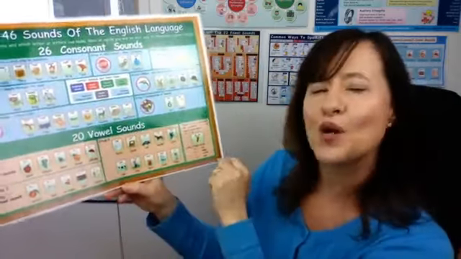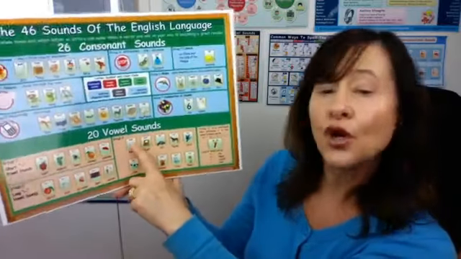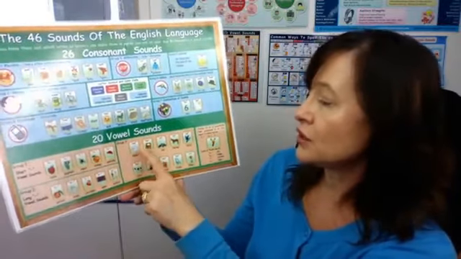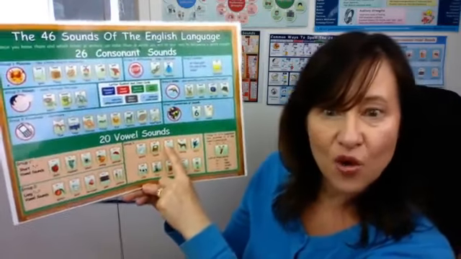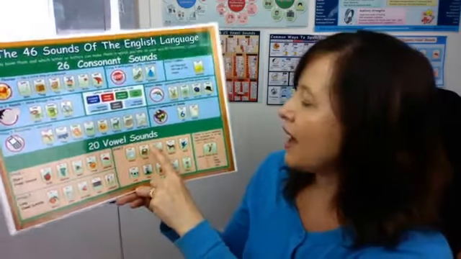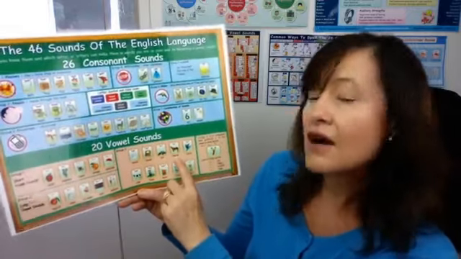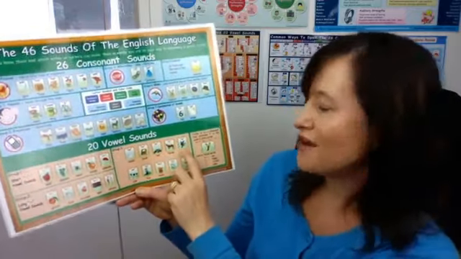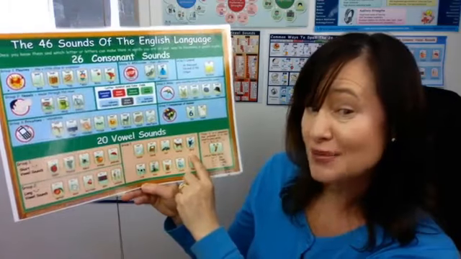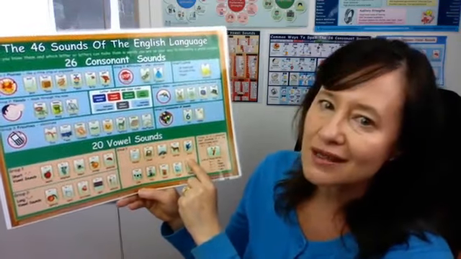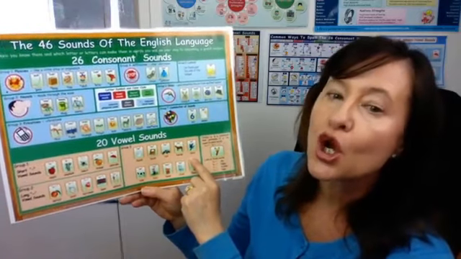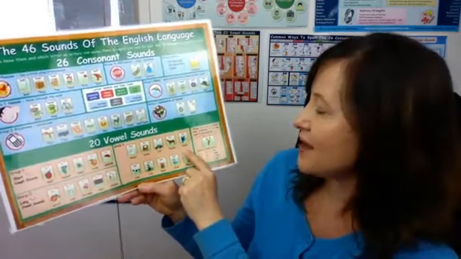These ones are the combo sounds. So we've got oo for moon, oo for book. We're talking R-controlled vowels now: ar for car, or for horse, er for bird. Bird is spelled B-I-R-D, isn't it? But when you sound it, it sounds like er. So that is one of our sounds.